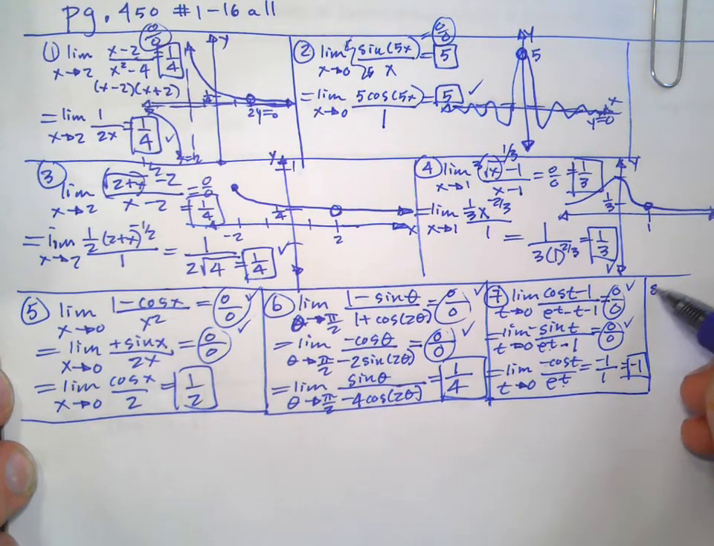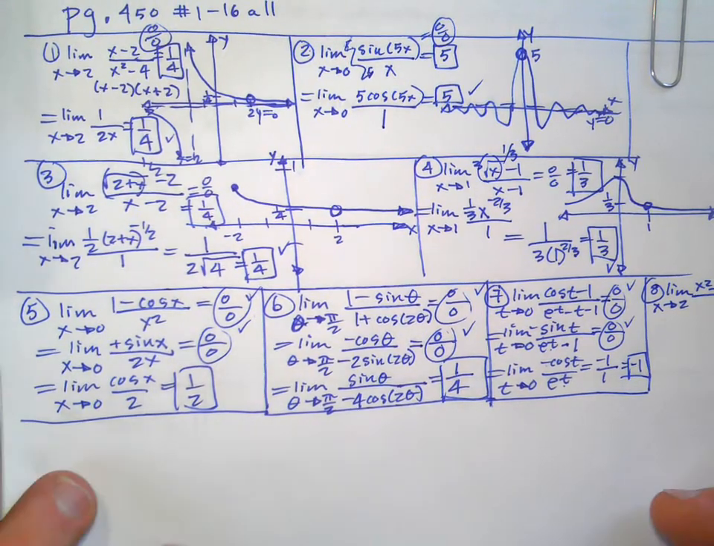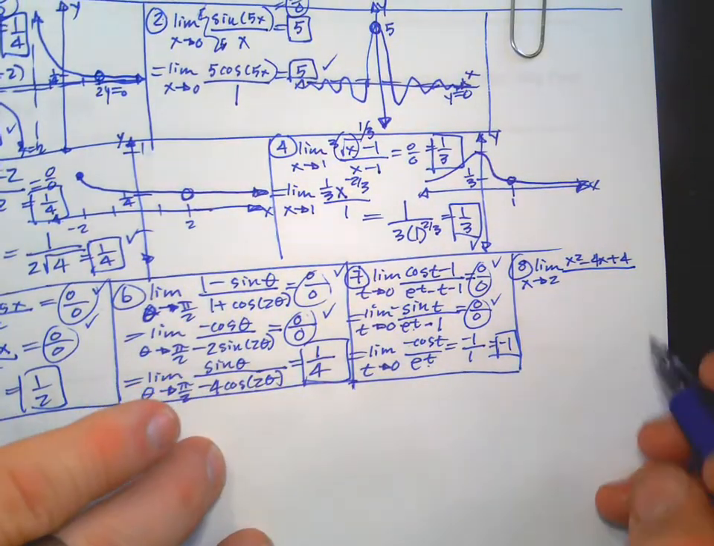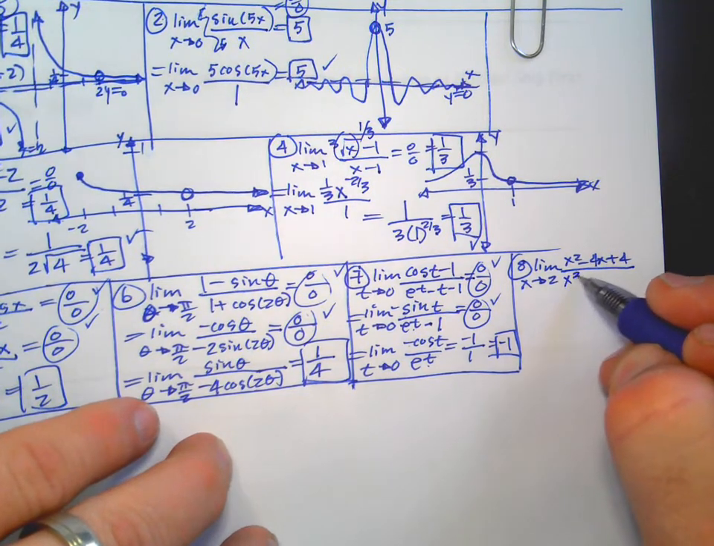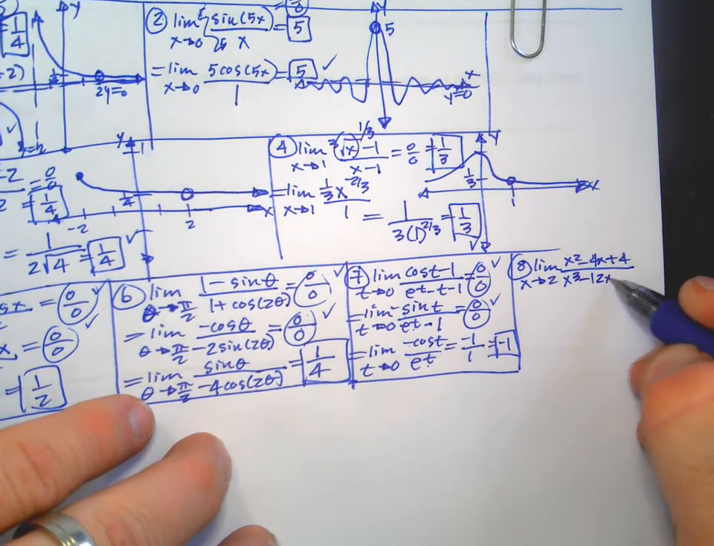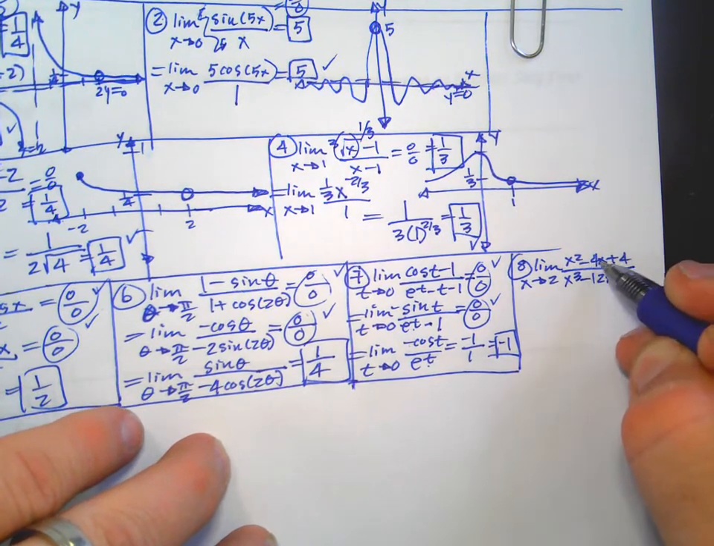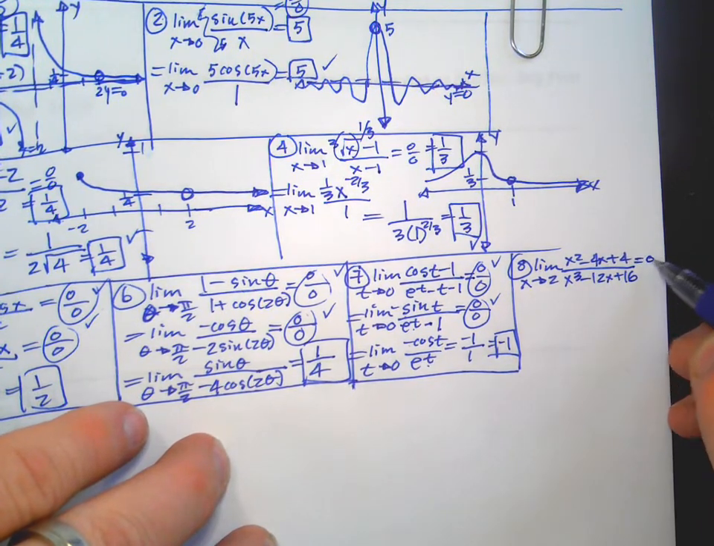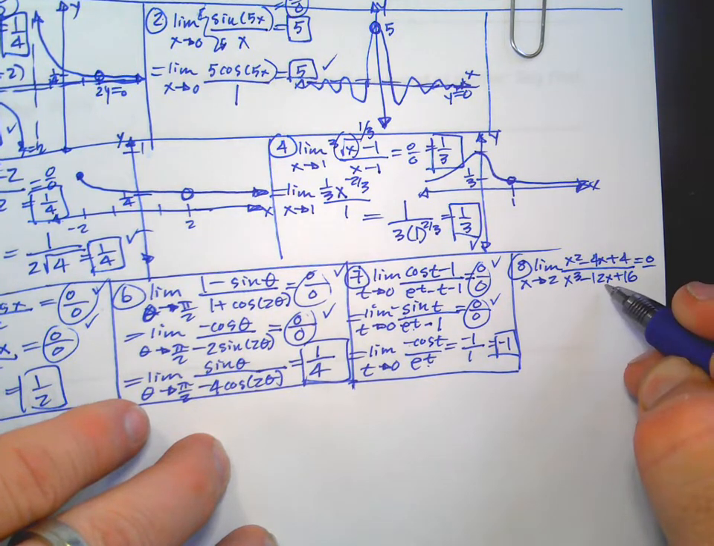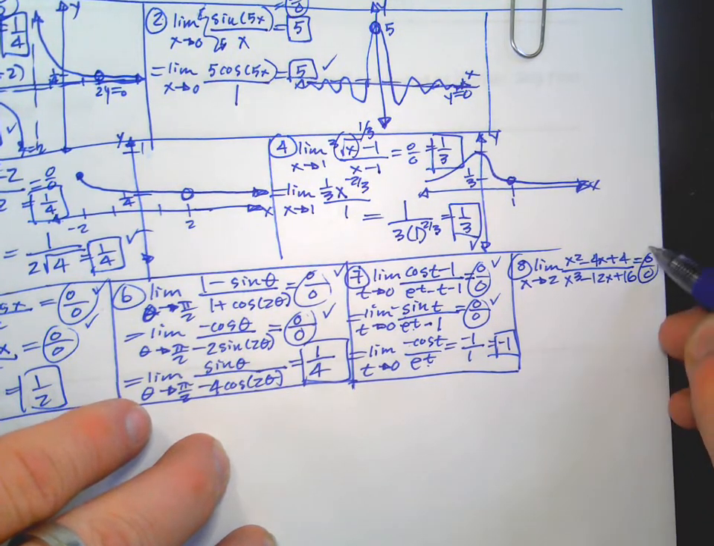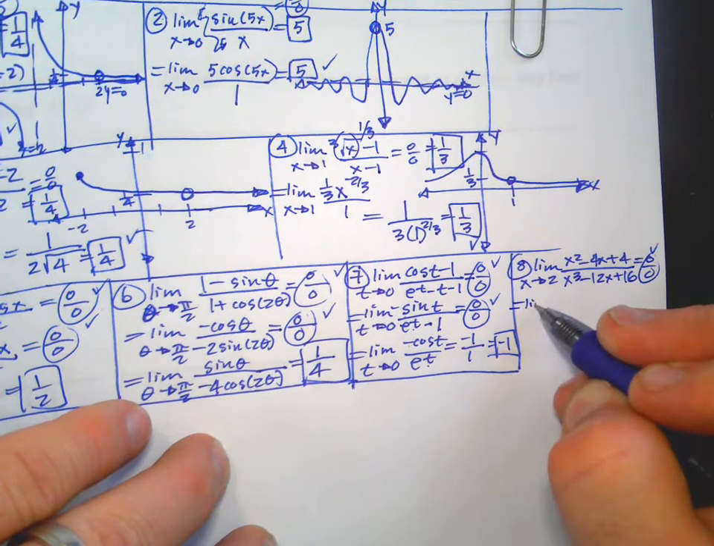Okay. Number 8, I'm going to go ahead and try and sneak it in here, as these are the same kinds of problems. I'll scoot my paper over. So if we plug 2 in, we get 4 minus 8 is negative 4, plus 4 is 0. 8 minus 24 is negative 16, plus 16 is 0. So we're going to do L'Hopital's rule.